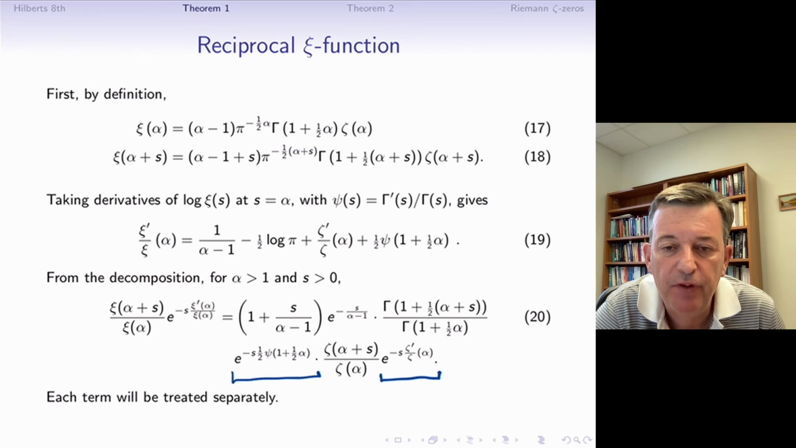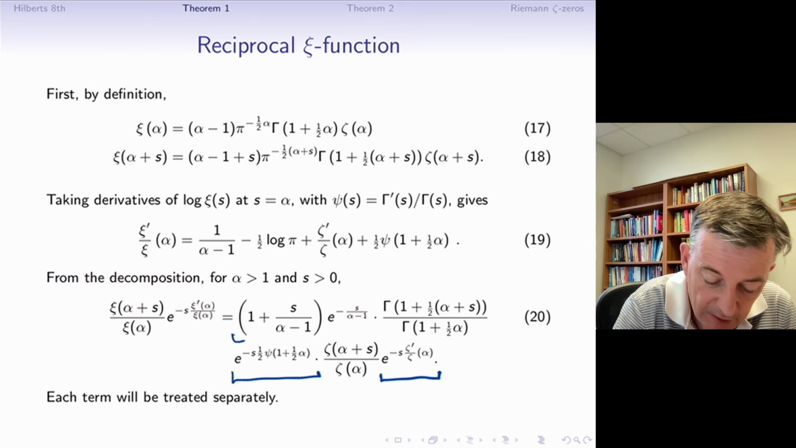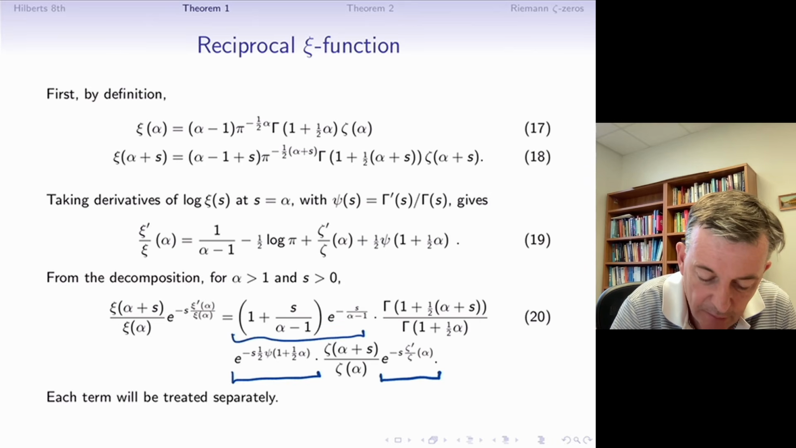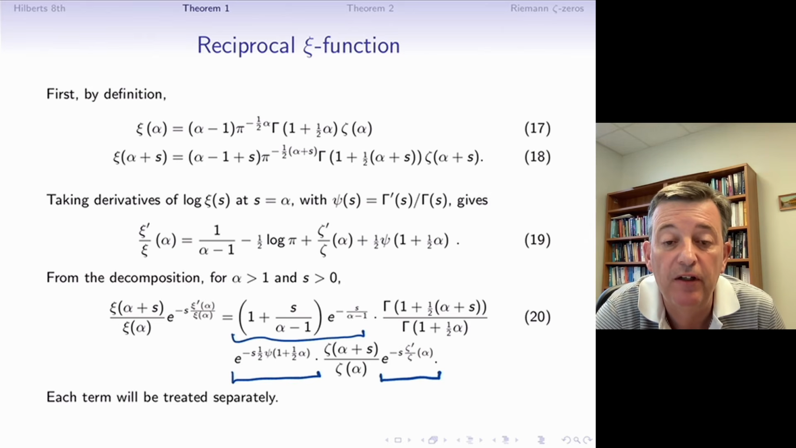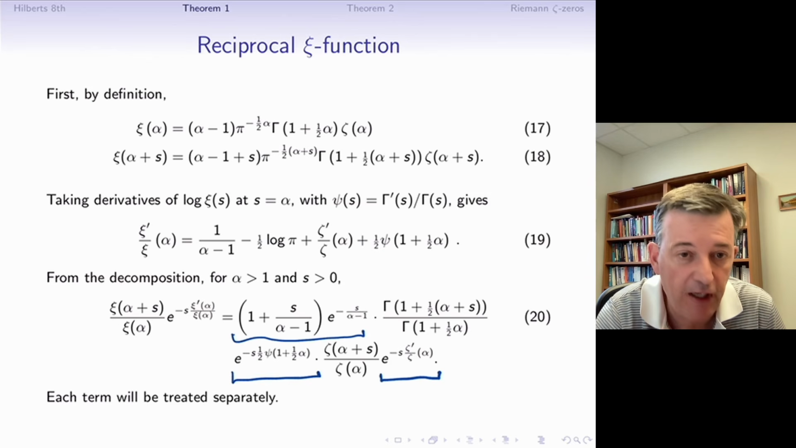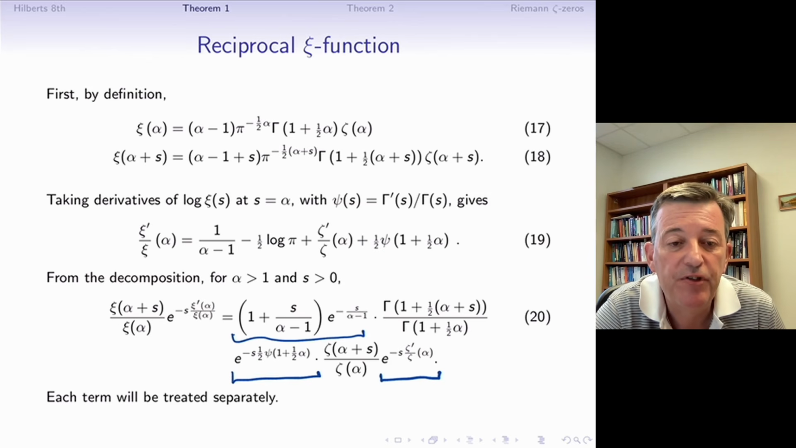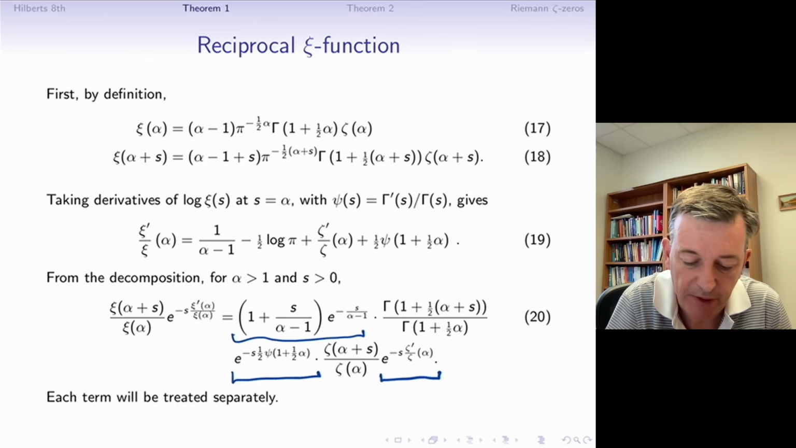So essentially we have 3 terms in 20. The first term sitting here, the term that combines the gamma function with its little exponential discount factor, and then the term that's got the zeta function again discounted. And that will essentially give us a representation of xi of alpha plus s, or xi of alpha. We'll then take the reciprocal, and we'll find our Thorin representation. So we've got 3 terms each to treat separately.